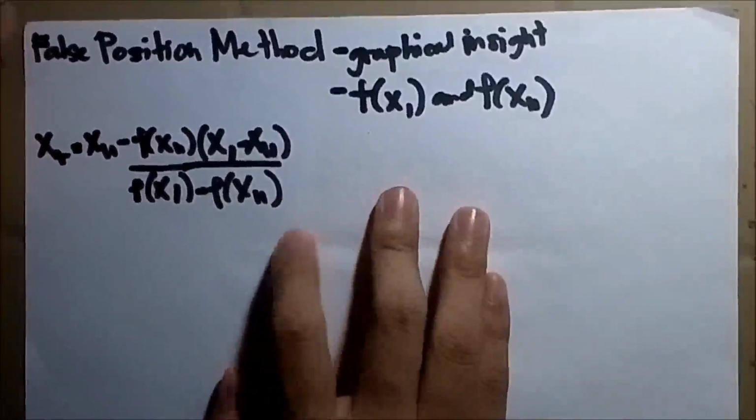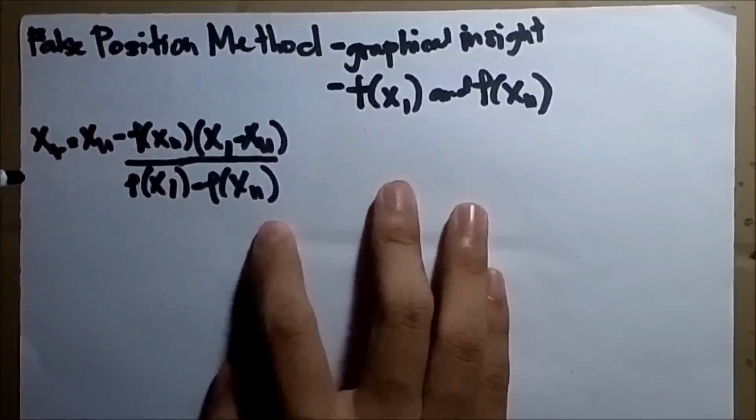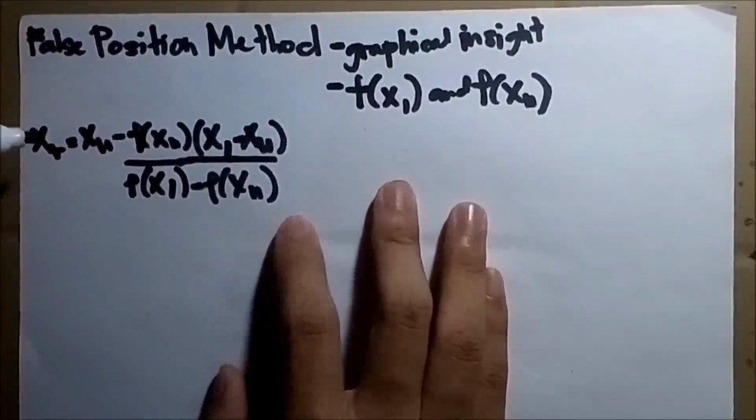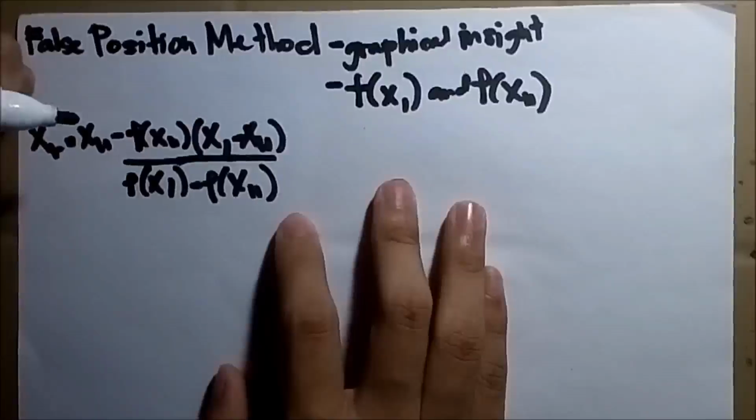It follows the formula x_r equals x_u minus f(x_u) times (x_l minus x_u) over f(x_l) minus f(x_u).